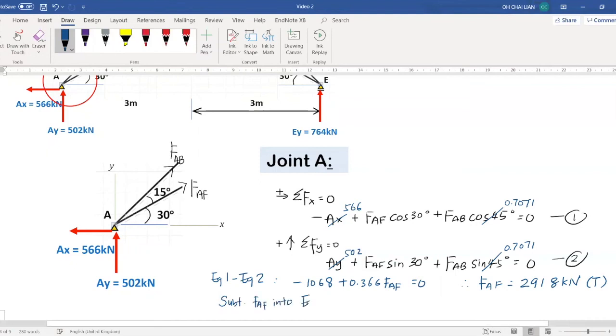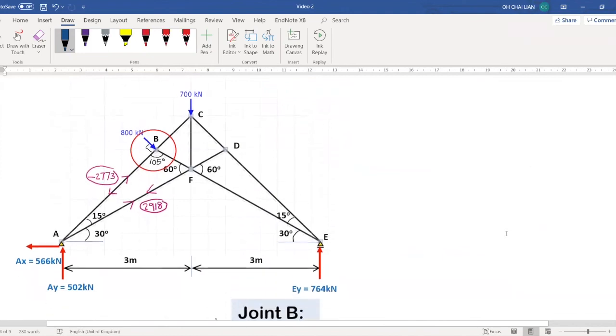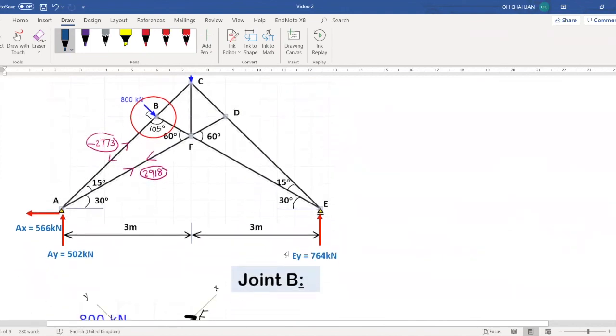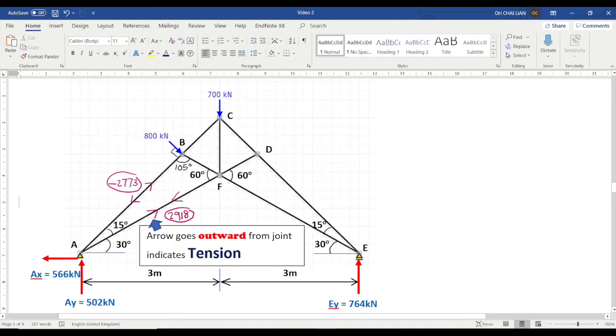Note that FAB is negative, which also denotes this is a compressive force. Once all the unknown forces at joint A were solved, we can put the solution into the respective truss member. The arrow must be drawn correctly, with inward to the joint shows compressive force and outward shows the tension force.